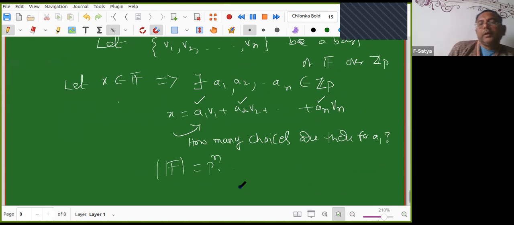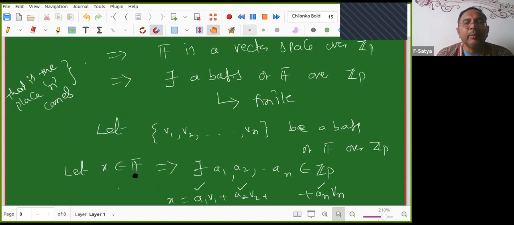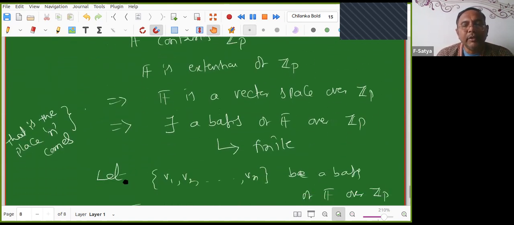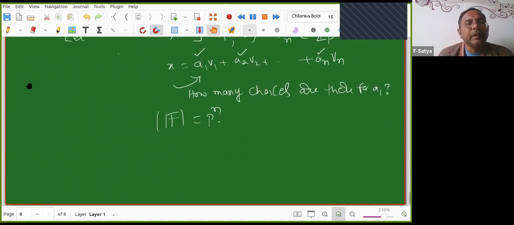Yeah, so this is by field extension. F is a field extension over Z_P, so there is a finite basis based on that. So if you understand the proof, it's okay. Those who do not understand, don't worry, I'll give another proof, by using group theory. Now I'm giving the proof by using group theory.